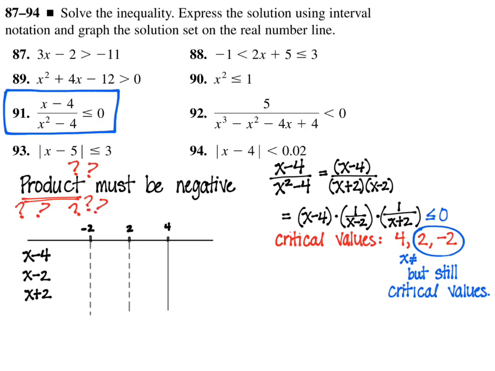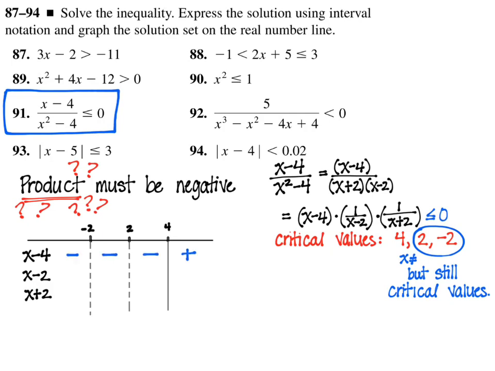So I'm going to look for each one of these factors, x minus 4, x minus 2, and x plus 2, where they will be positive or negative. Granted, we really want the reciprocal of x minus 2 and the reciprocal of x plus 2, but their reciprocals will be negative when the factor itself is negative. So I'm just going to look at each one of them.